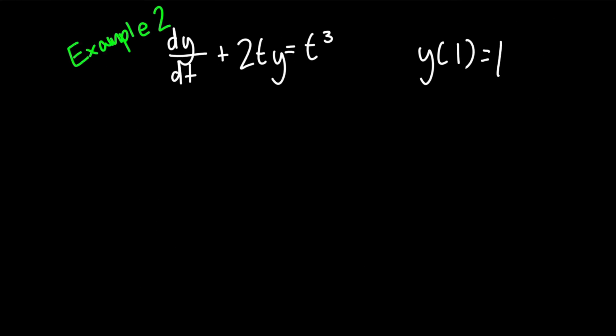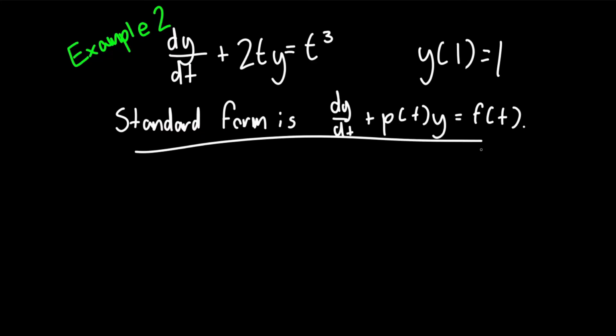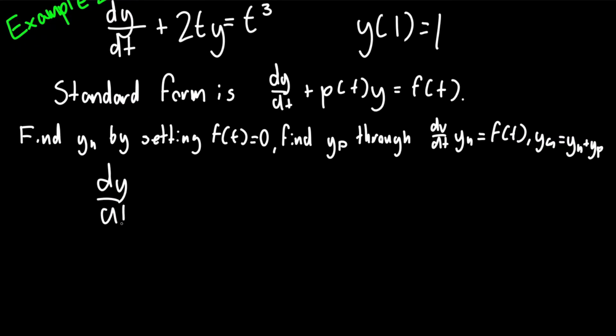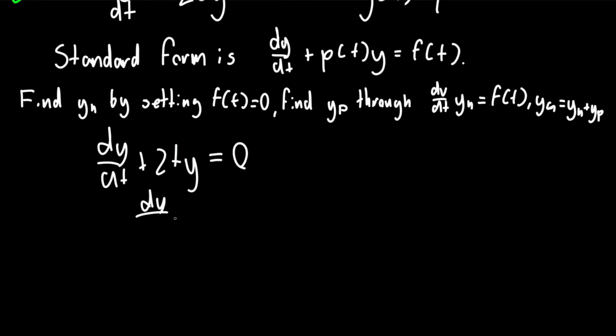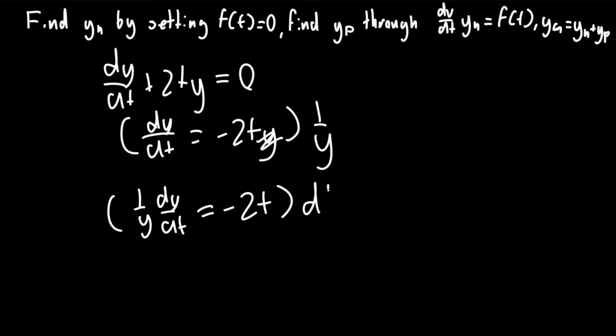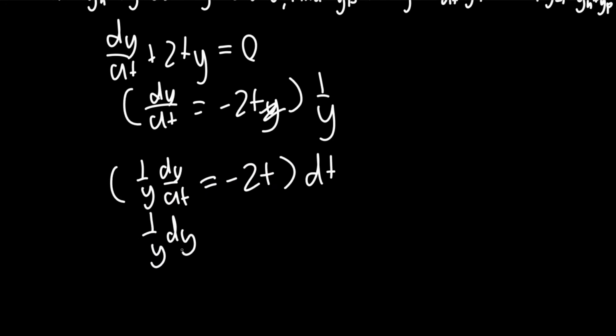Here's a slightly more difficult toy example. You know the drill. Remember that standard form is as such, and know the general order. So let's get to it. dy/dt plus 2t y equals 0, dy/dt equals minus 2t y, and then we divide by y. 1/y dy/dt, and that y is canceled. Then we multiply it all by dt. 1 over y dy equals minus 2t dt.